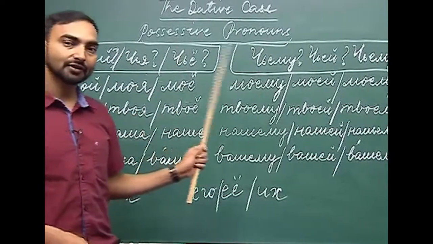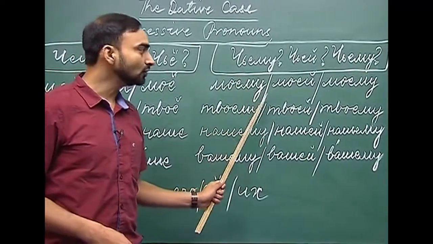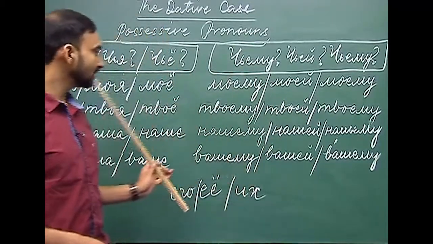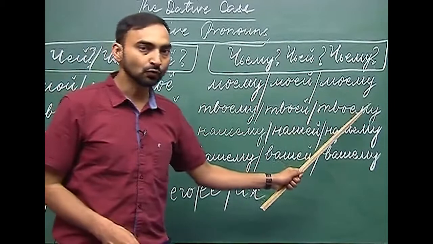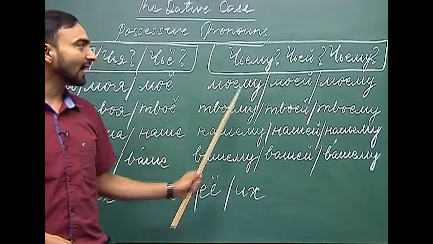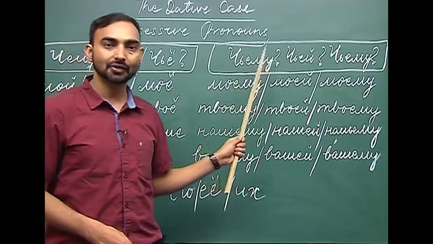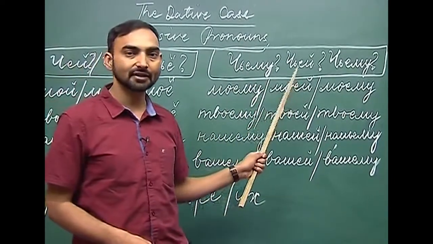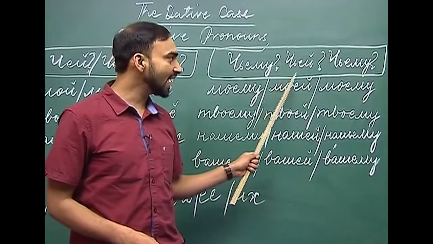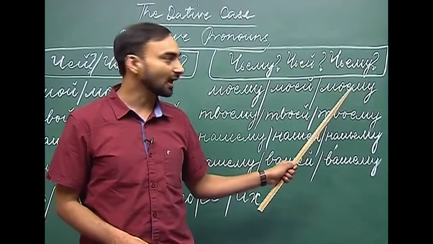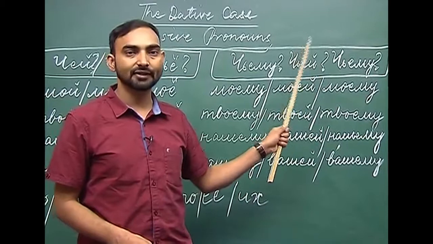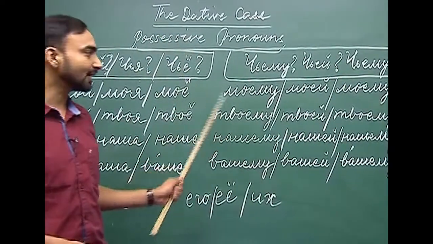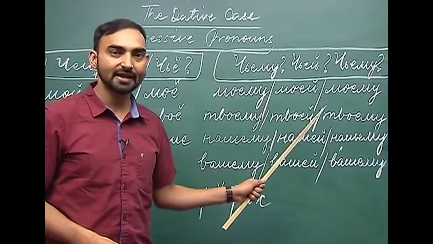Moi when used in the dative case becomes maimu, maya, mayei, mayo, maimu. So maimu will answer the questions having the interrogative word chimu. Mayei will answer the question having the interrogative word chiei, and maimu again will answer the questions with the interrogative word chimu. So moi, maya, mayo will become maimu, mayei and maimu.